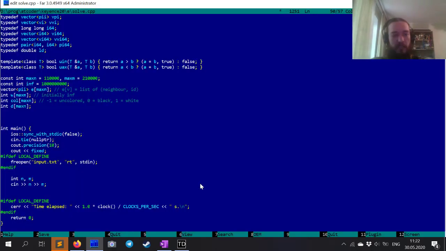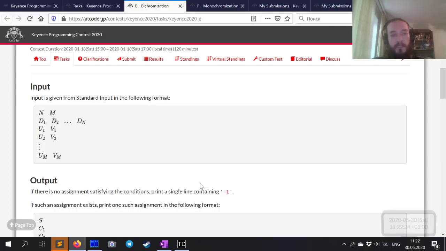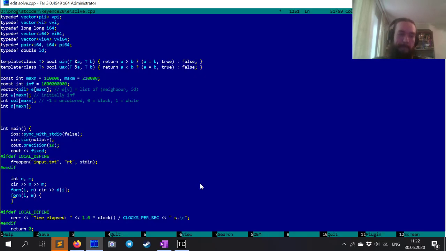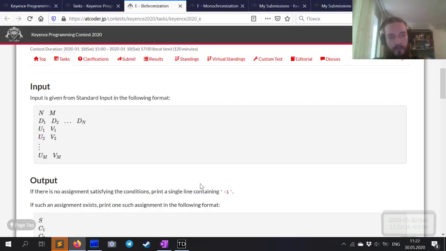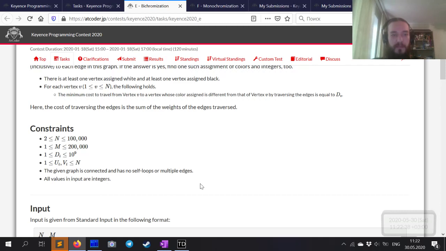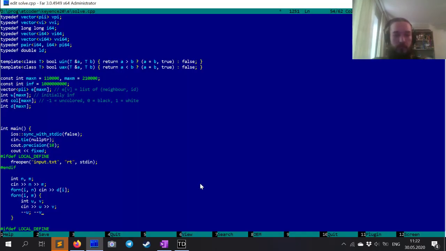So we read N and M. Then we need to read these with my usual shorthands. Then we need to read the edges. Okay. So U and V are connected. We also want to change the numbering. So the vertices here are numbered from 1. So let's decrease all the indices by 1. Okay. So now we know, and also indices of the edges are going to be from 1.